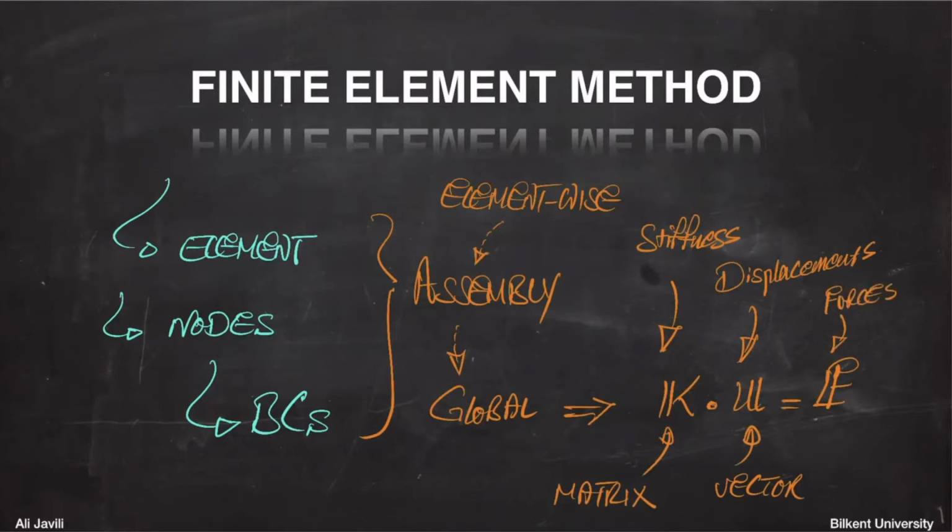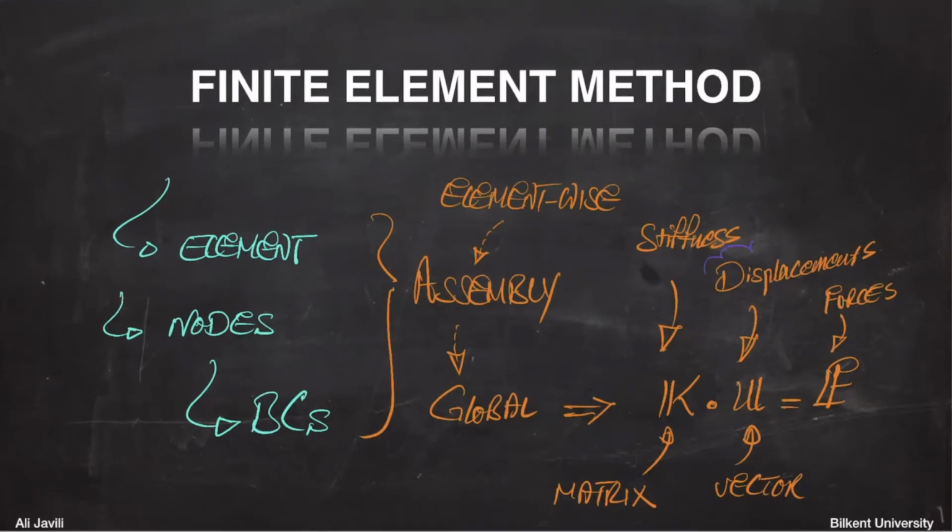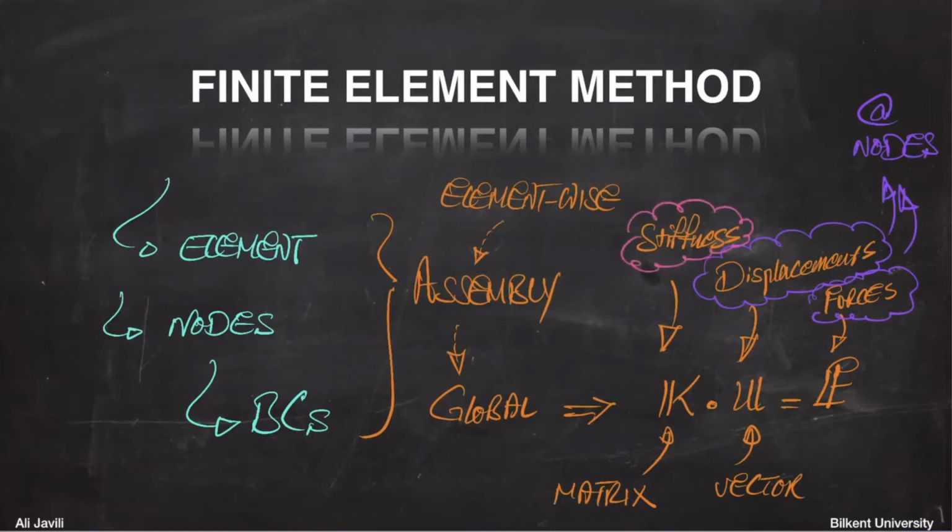Now, displacements and forces, as you can imagine, are node-wise quantities. Okay, so you calculate them for each node. Let's say these are calculated at nodes. And then stiffness, on the other hand, is calculated at elements.